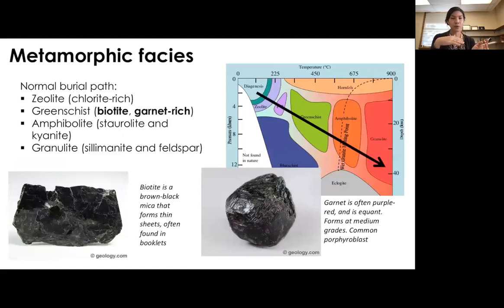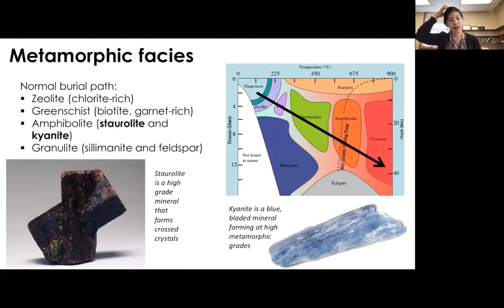So we'll just back up. In green schist, we would expect to see biotite, so those platy dark micas, and garnets, which are often purple red. And then at the amphibolite facies, the chemical elements within there will start to rearrange into new minerals such as staurolite, which is known for having this crossed pattern to it. So you'll often have those two minerals crossing each other.